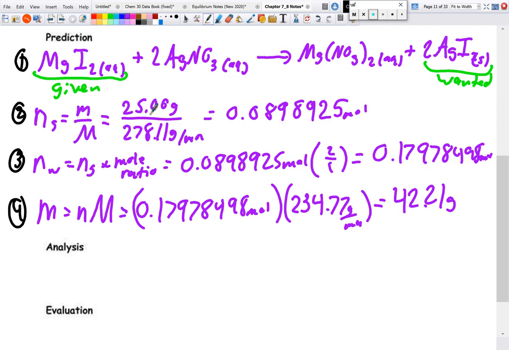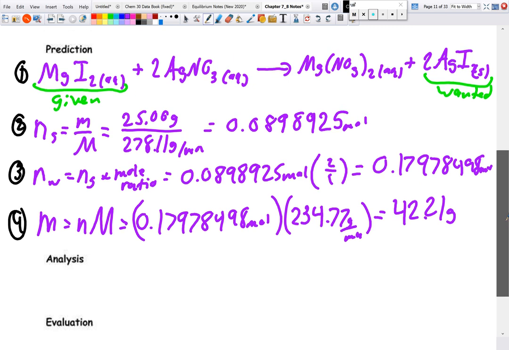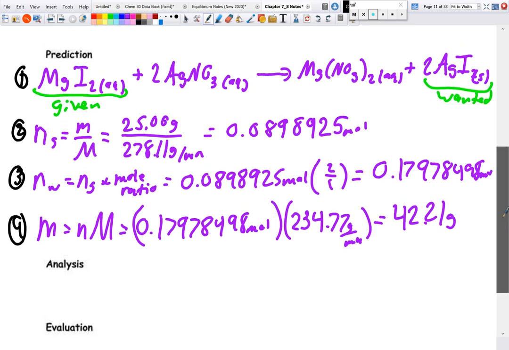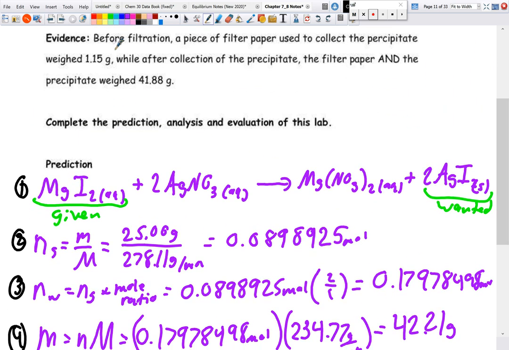And of course, the prediction section should look like this. Our balanced chemical equation, number of moles given, number of moles wanted, and of course solving for the mass. I just kind of wanted to not really fly through that one, but we've done a bunch of these here, so hopefully you're getting much better at them. So I just want to go towards the analysis and the evaluation sections, because these are the new ones.